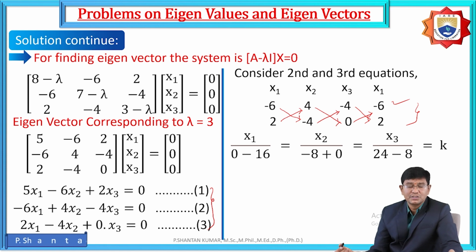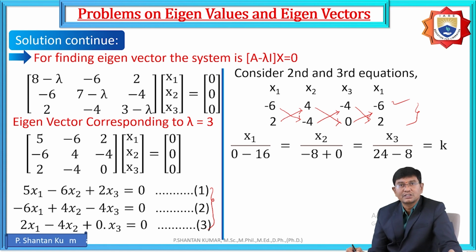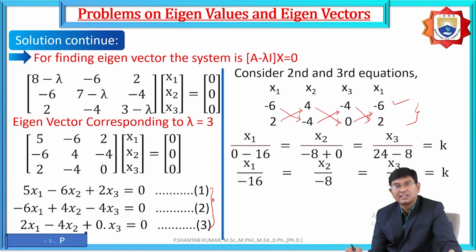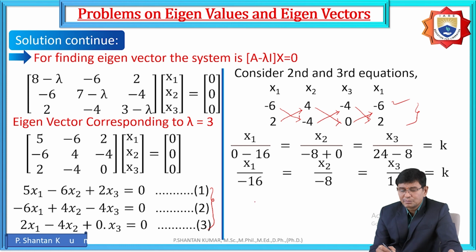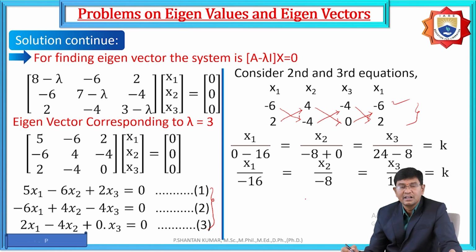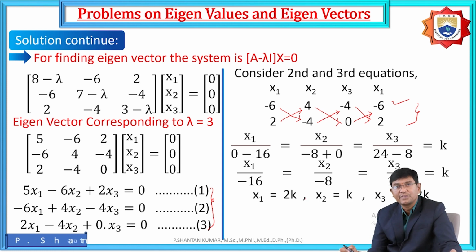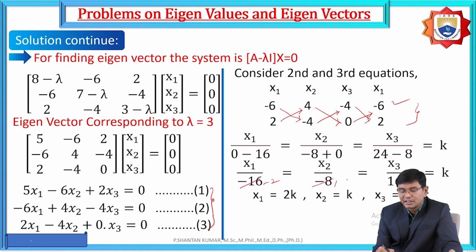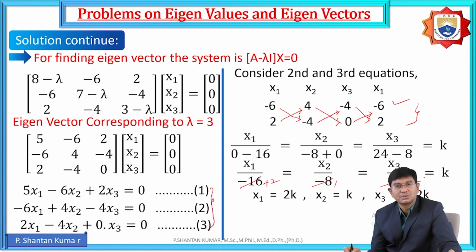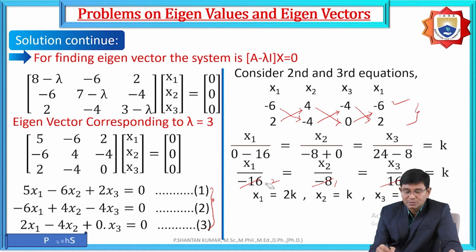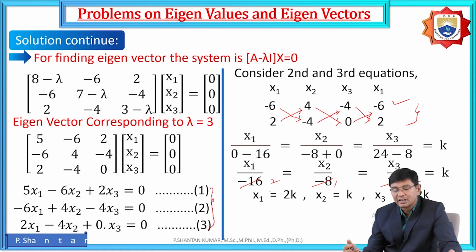And again we need to simplify the denominator: x1 by minus 16, x2 by minus 8 and x3 by 16 is equal to k. And further it is possible to divide by minus 8. The values are clear: minus 8 into 1, and minus 8 into minus 2 is plus 2, and x3 is minus 2. That means x1 is equal to 2k, x2 is equal to k, and x3 is equal to minus 2k.